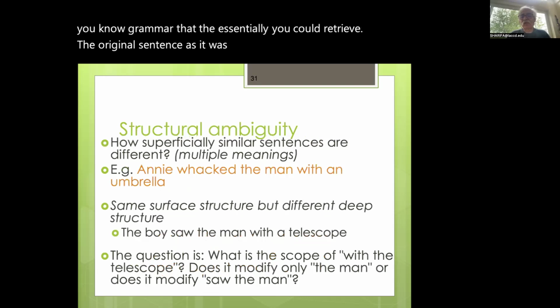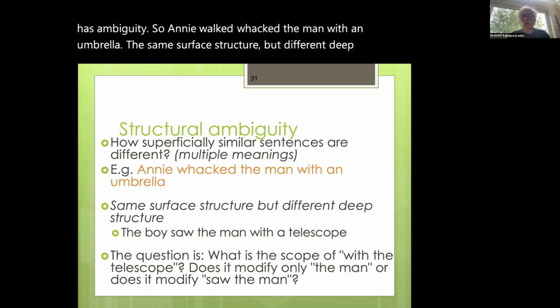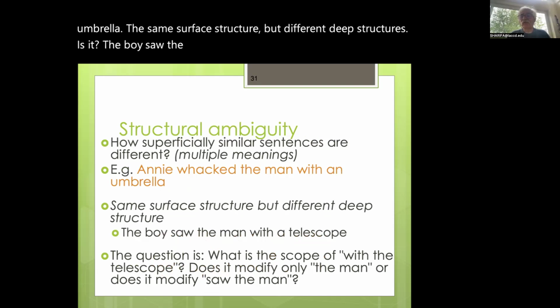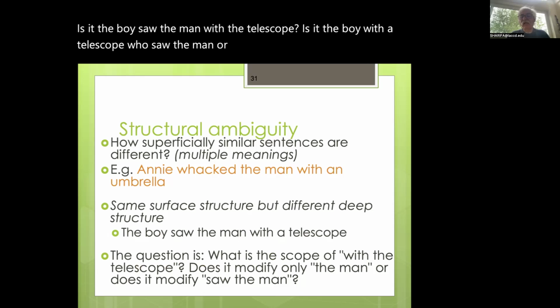Now, English, like other languages, has ambiguity. So Annie whacked the man with an umbrella. The same surface structure, but different deep structures. Is it the boy saw the man with a telescope? Is it the boy with a telescope who saw the man, or the boy saw the man who had a telescope? Definitely context disambiguates.